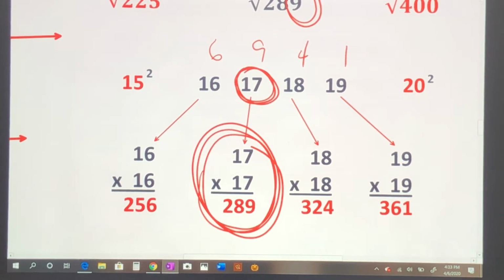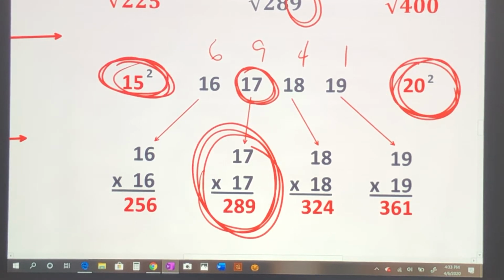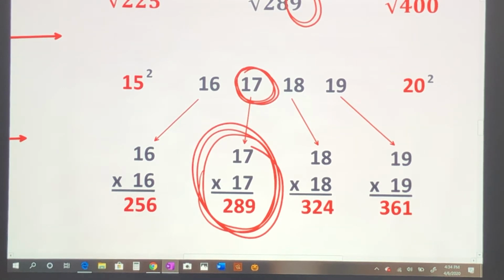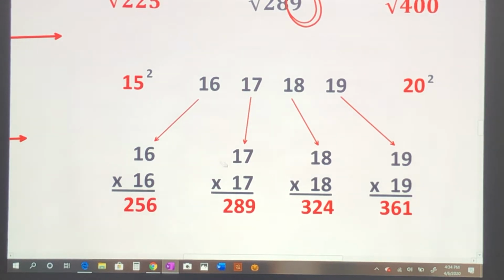If you didn't know that shortcut, just start squaring some stuff. You know the range that it sits in between. It sits in between 15 and 20. So we're going to start squaring 16, 17, 18, and 19. If you started at 16, you'd be done when you get to 17. There's your answer. All right. More fun than a punch in the stomach.